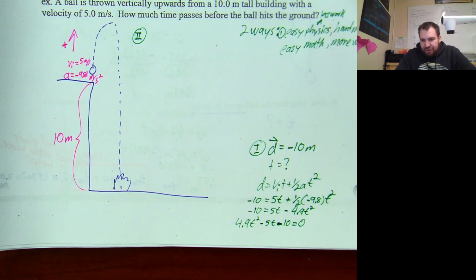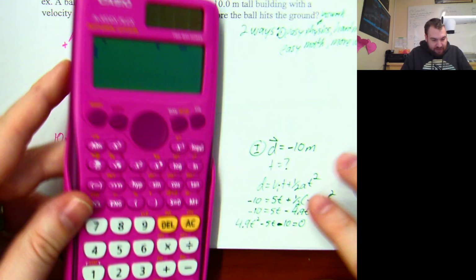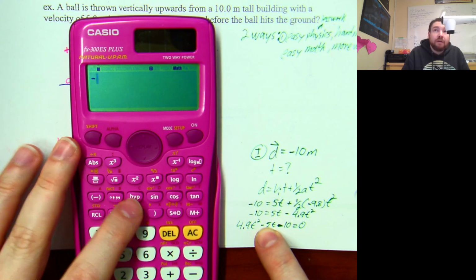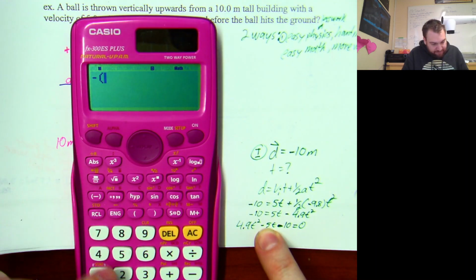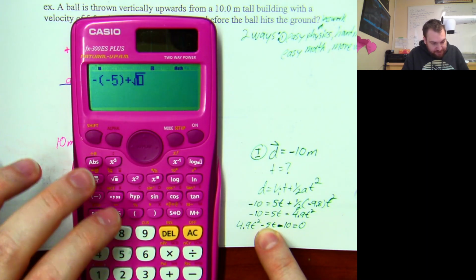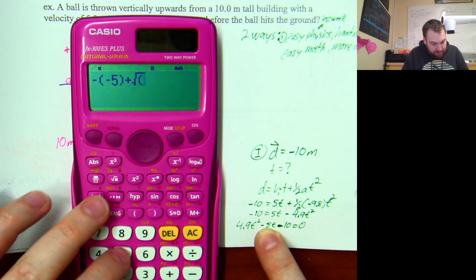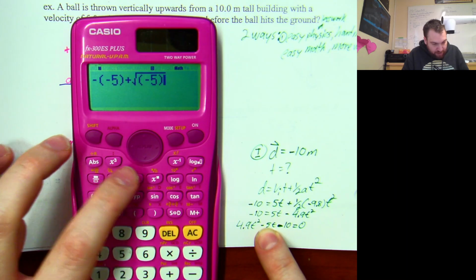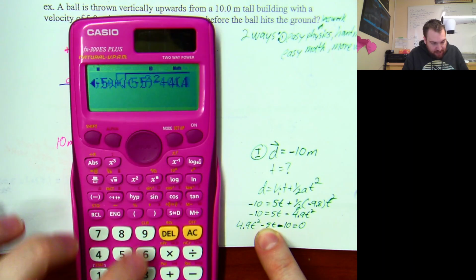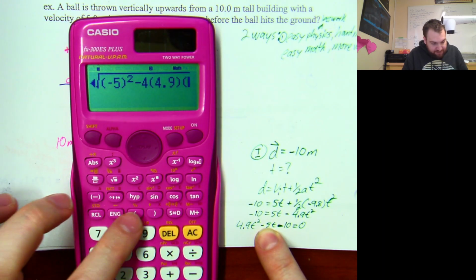So if you use the quadratic formula, you're going to get two values. You're going to get a positive and negative value. So let's plug this thing in here. I have negative b, b is negative 5. Let's go plus the square root of negative 5 squared, b squared minus 4 times a times c.